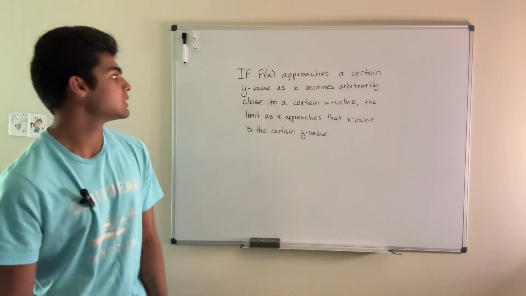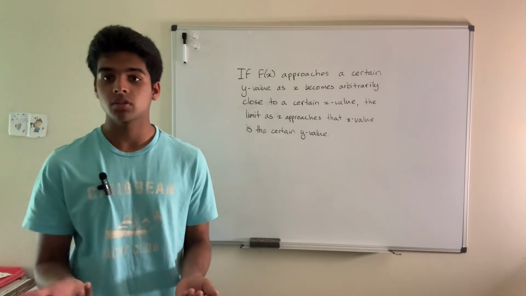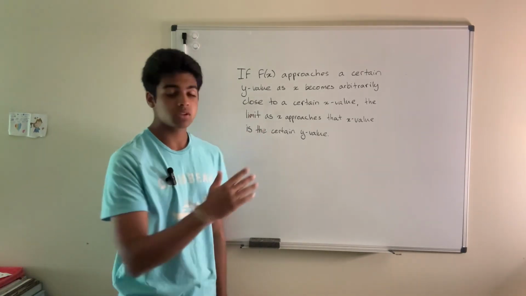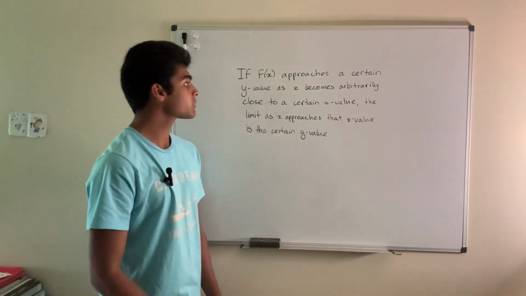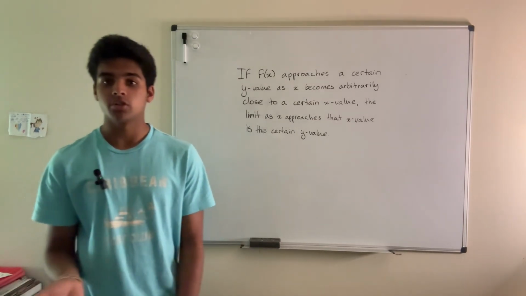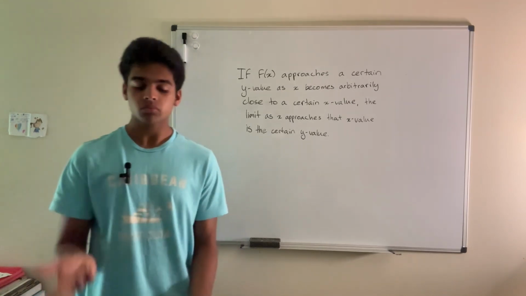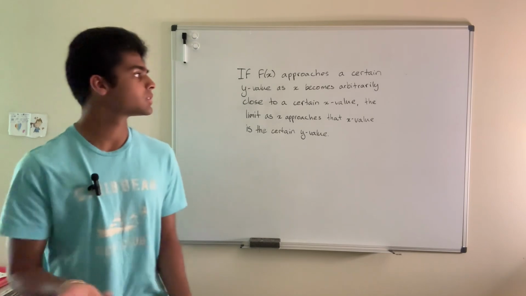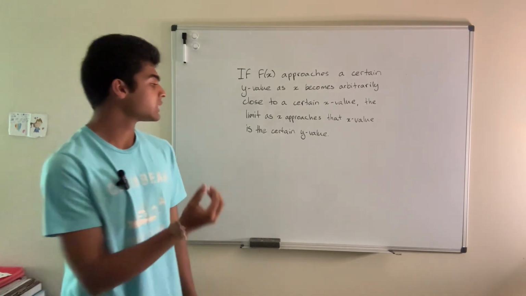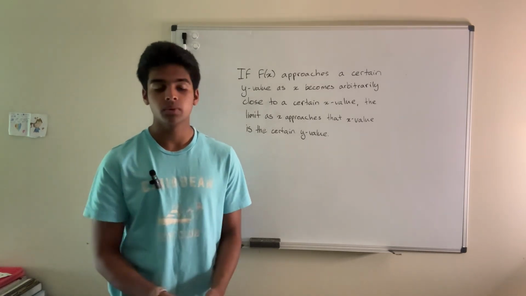So what does that mean? So we know what f of x is, right? We know f of x is just our function or our graph. And as that function approaches a certain y value, as x becomes arbitrarily close. So what does arbitrarily mean? Arbitrarily means basically really, really close. You could even say infinitely close to a certain x value, and it can be any x value. Then the limit as x approaches that x value is the certain y value.